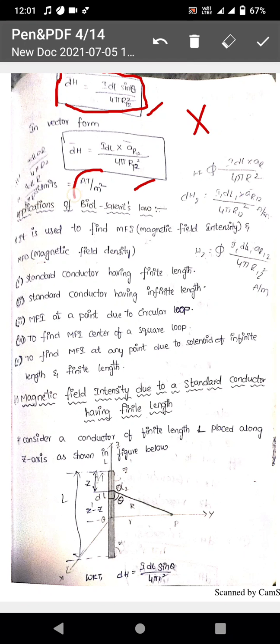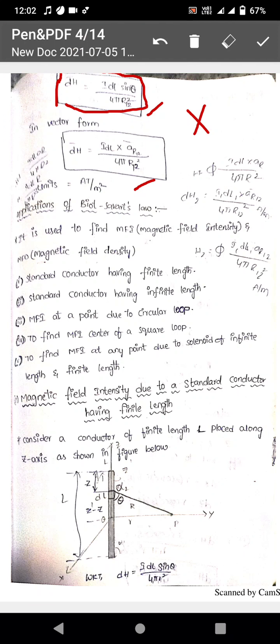H bar can be written as ampere turns per meter square. The units of H bar, magnetic field intensity, can be given by ampere turns per meter square. Up to now you studied that dH equal to IDL by 4 pi R square. dH2 equal to IDL1 AR1 by 4 pi R12 square. The formula for dH2, if you want to calculate, is IDL1 into AR12 by 4 pi R12 square.